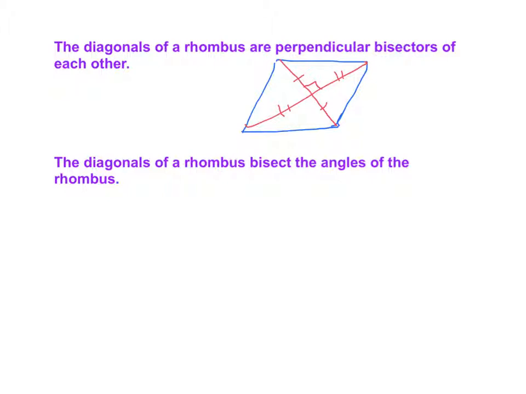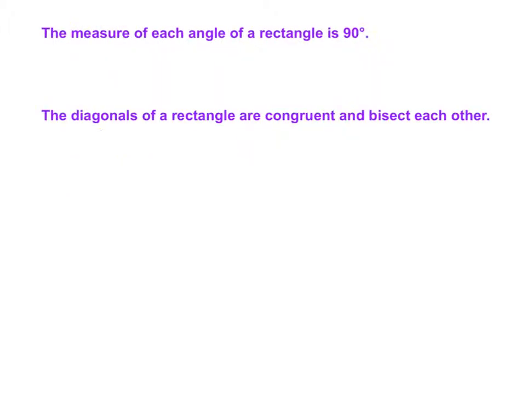Another thing, the diagonals of a rhombus bisect the angles of the rhombus. You can see here, my picture isn't great, but you can see that these angles are going to be just about congruent. And that's another conjecture about rhombuses.